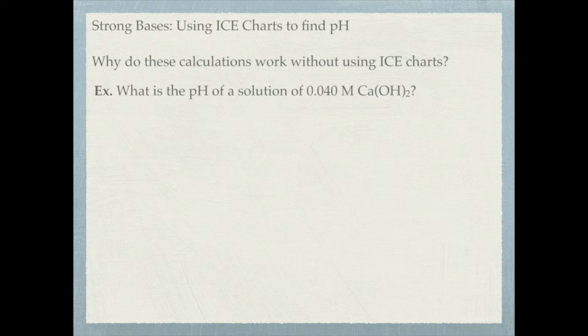Okay, so let's look at a problem. It says, what is the pH of a solution of 0.040 molar calcium hydroxide? Okay, so I'm going to show the dissociation of it. So it's going to be calcium hydroxide decomposes into calcium ions and 2 hydroxide ions. I'm going to create an ICE chart. My initial concentration of calcium hydroxide is 0.040. The initial concentration of calcium and hydroxide are both 0. Okay, so the change, because this is a strong base, the change is going to be negative 0.040.